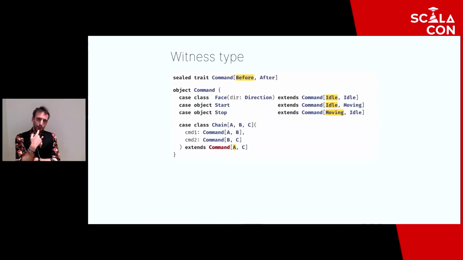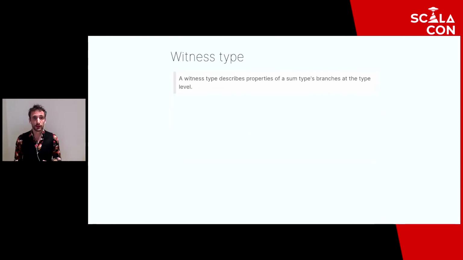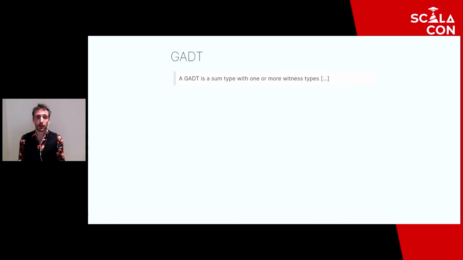What else have we done? We've seen that we had type parameters before and after, and that these type parameters were used to encode some information about the branches of our sum types. The before tells us what state the Gundam must be in before the command can be executed, and after tells us the state the Gundam will be after it has executed the command. That notion is called a witness type. A witness type describes properties of a sum type's branches at the type level. And finally, a GADT is a sum type with one or more witness types. We know that we have two here, so we can have more than one.